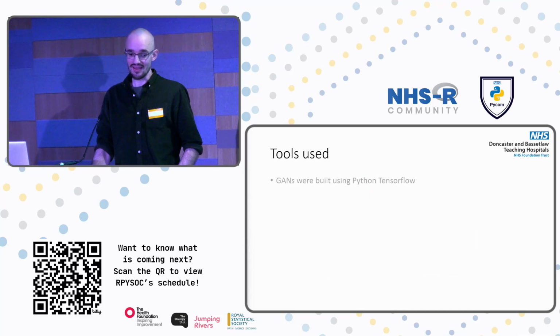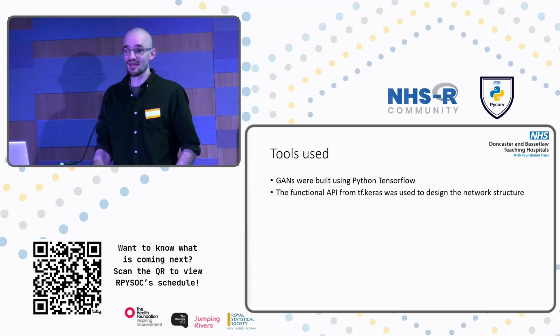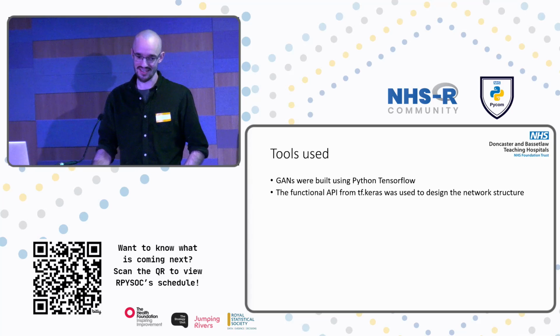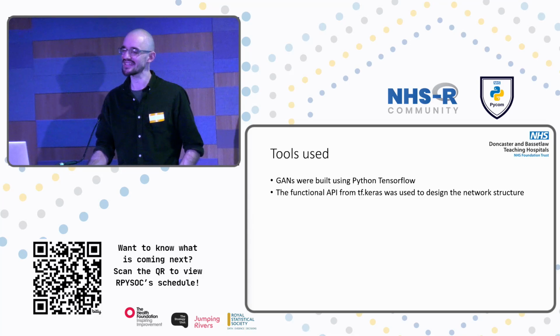So, the way we did this was to build a GAN basically from scratch using TensorFlow. The model itself was built very much using the functional API within the Keras module of TensorFlow. I would just recommend, it took me a while to find the functional API, but everything is better if you use the functional API. If you've used TensorFlow, I'd really recommend you take a look at it.